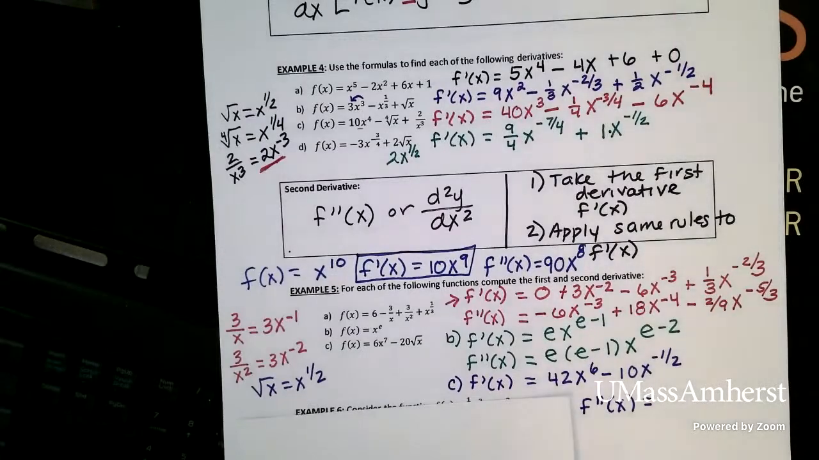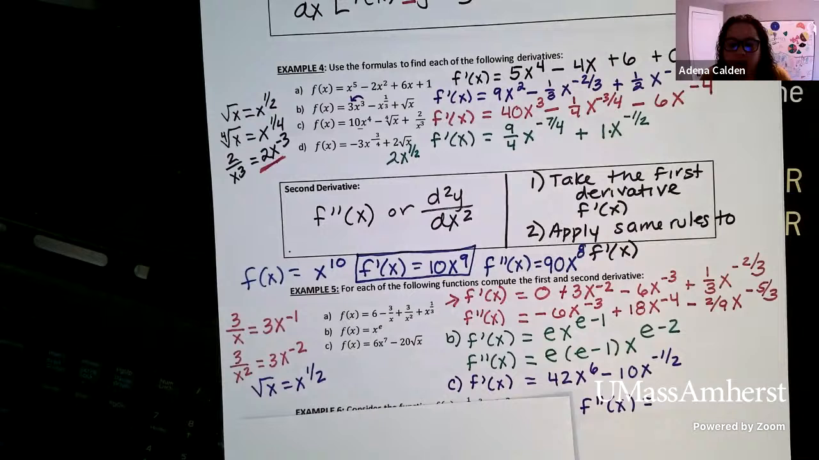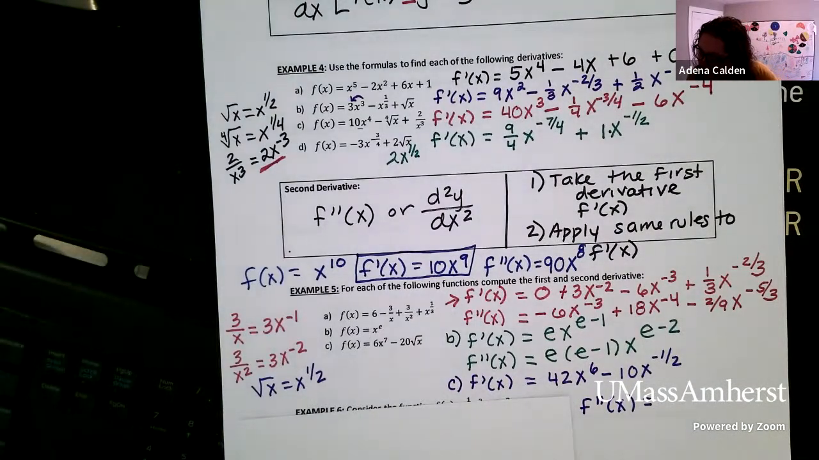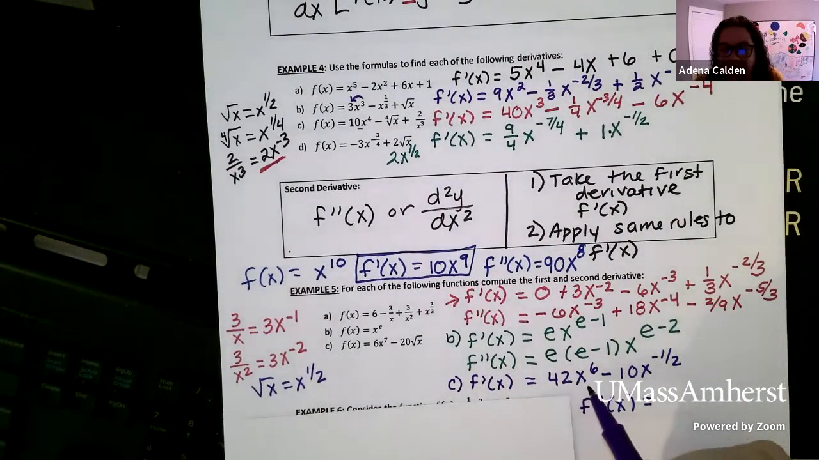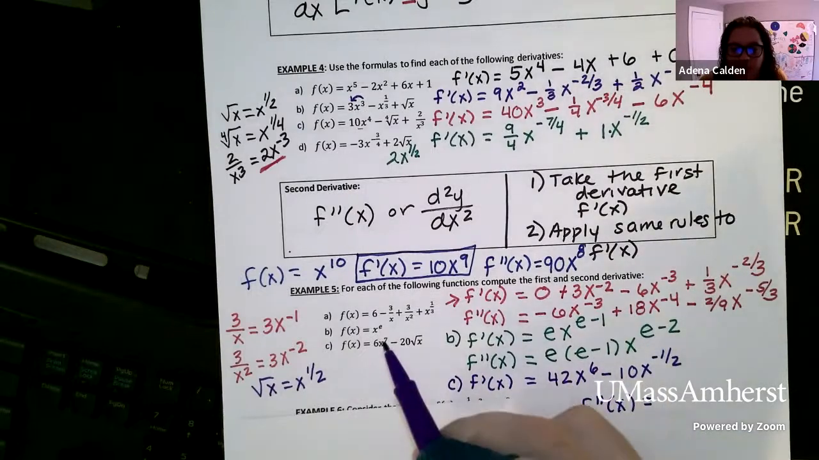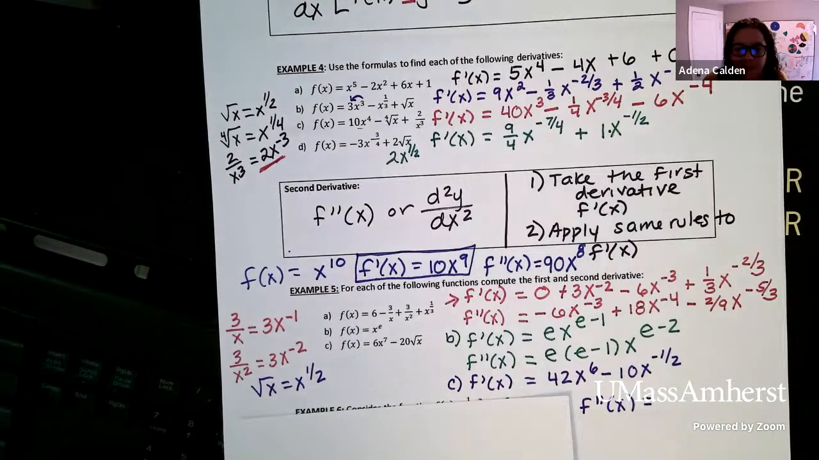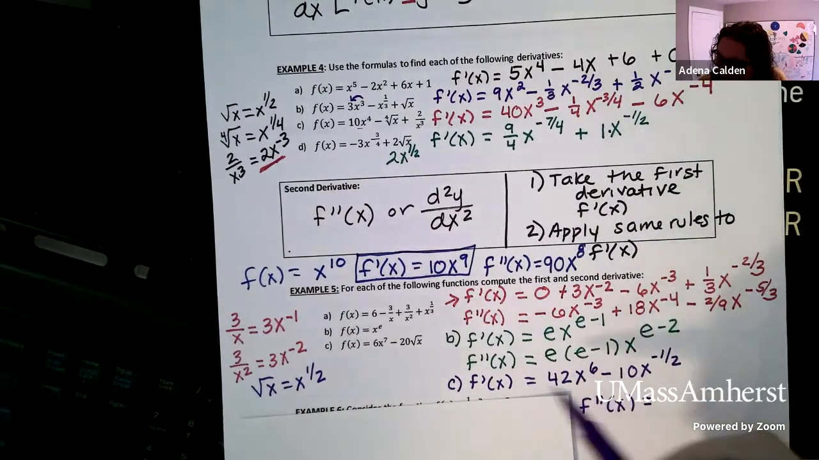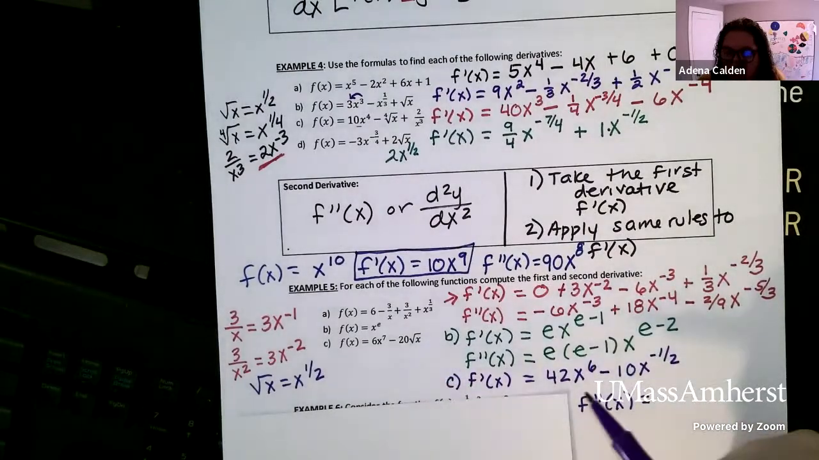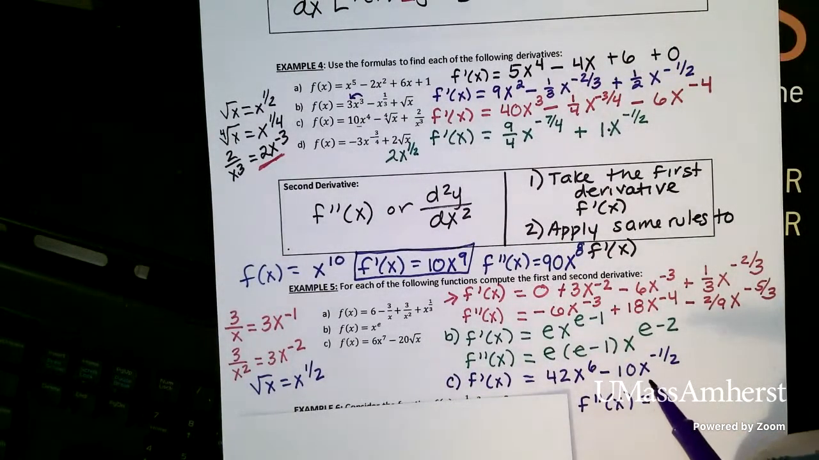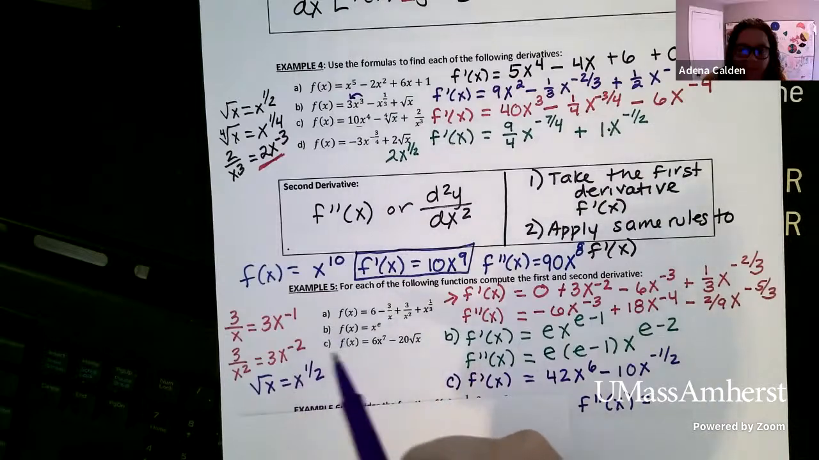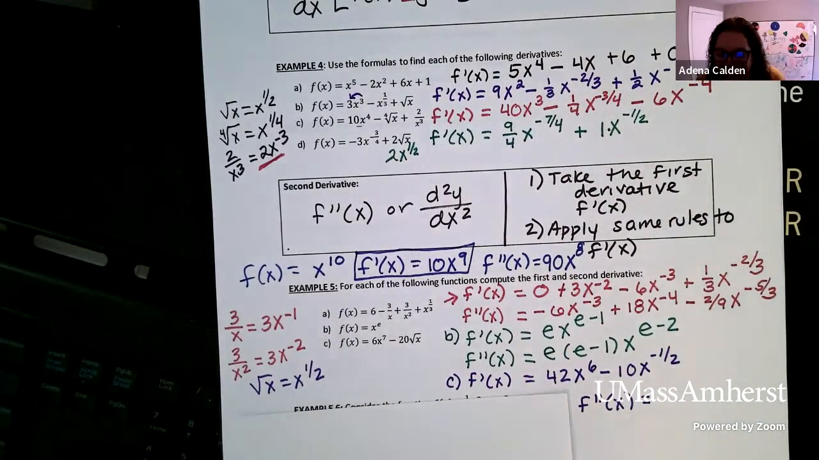Okay. For the last one, we had 6x to the 7th is our first term. So the 7 comes down to multiply the 6. We get 42x to the 6th because we subtracted 1 from the power. Remember that the square root of x is x to the 1/2. So when we take the derivative, the half comes down to multiply the 20. So we get minus 10x, and then we subtract 1 from the power, to give us negative 1/2.